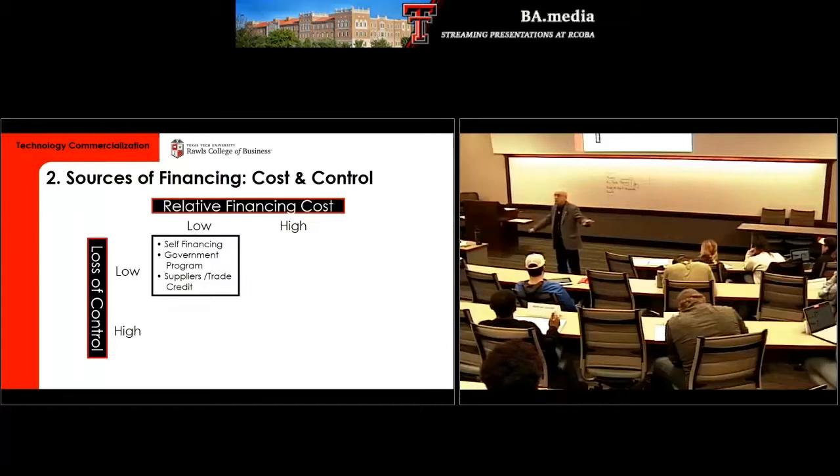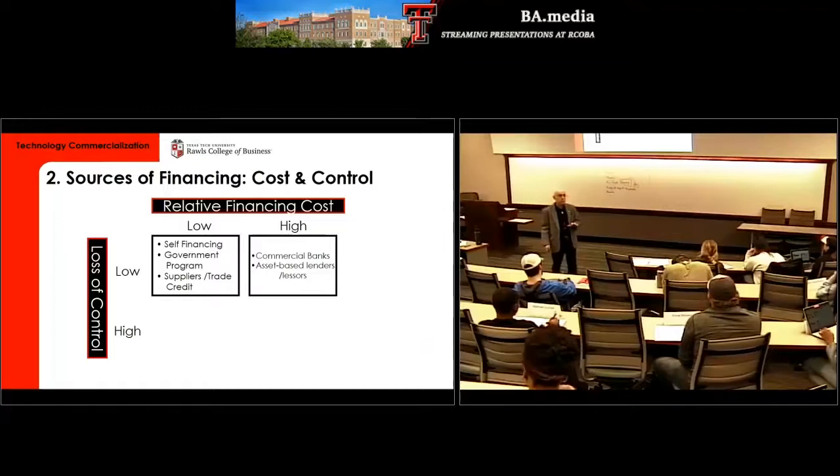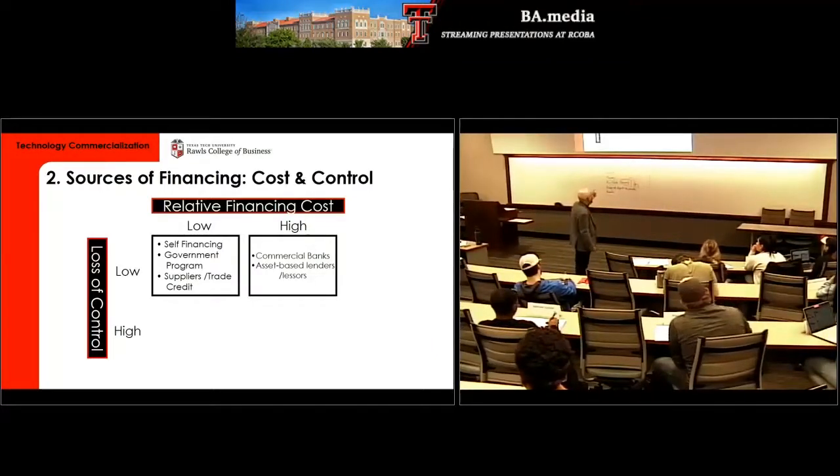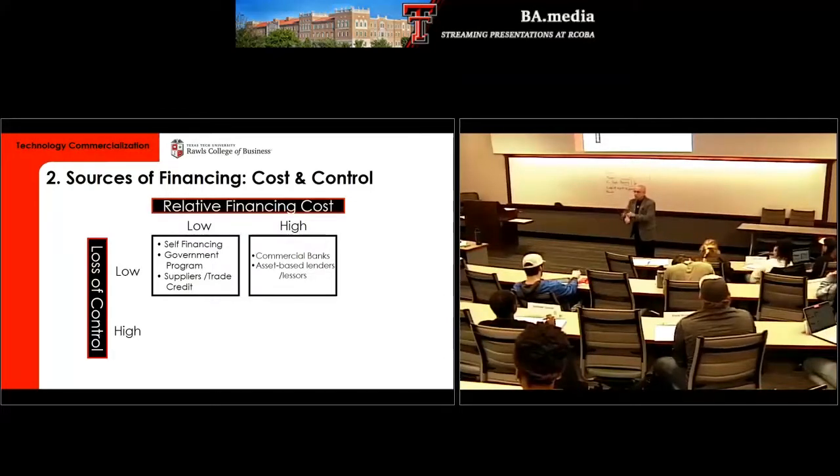Now, we have the high cost with low loss of control. The interesting thing about that, guys, is that commercial banks were asset-based lenders. Remember, we were going to buy a car and we were going to use the car as the collateral? That's an asset-based loan. So a bank loan or a car loan, those things are fundamentally low loss of control and low financing cost.